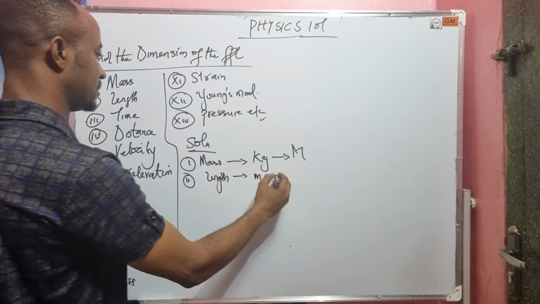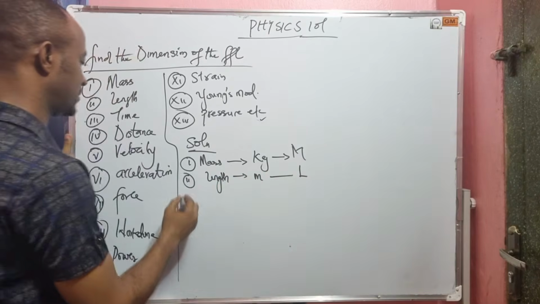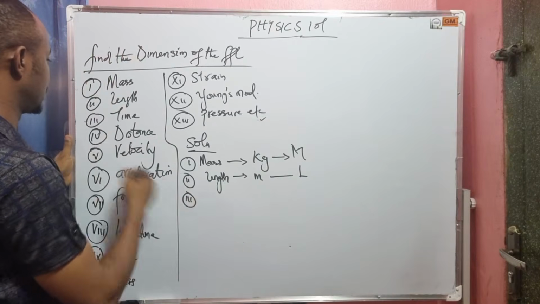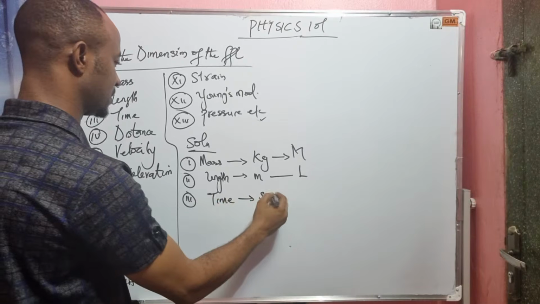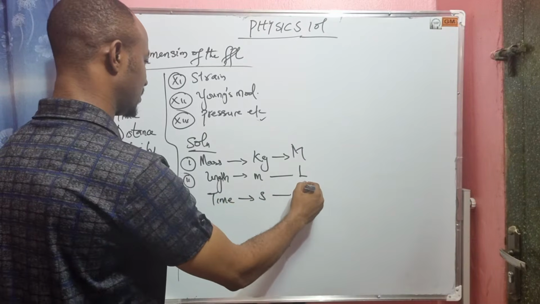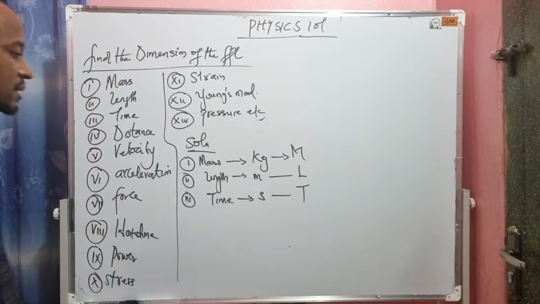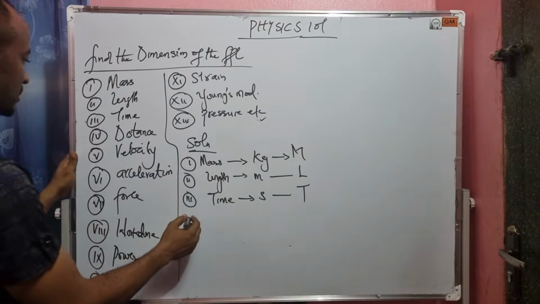Number 2 says length. Length is in meter. Dimension is capital letter L. Number 3 says time. Time is in seconds. Dimension of capital letter what? T.